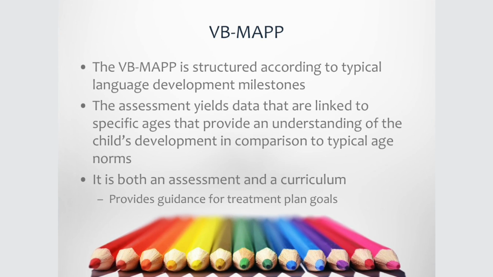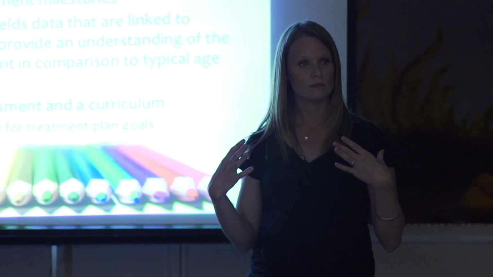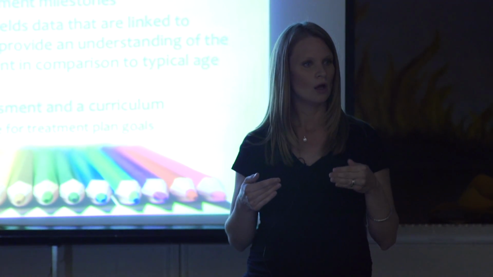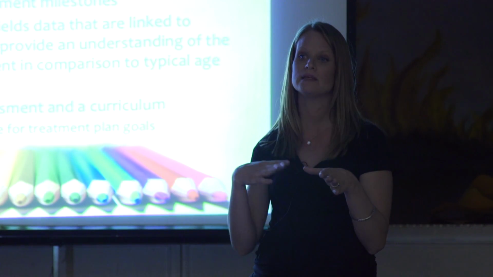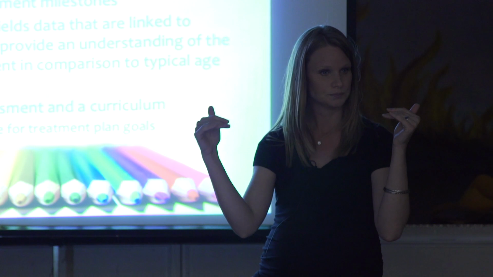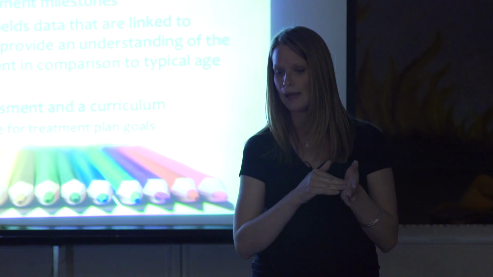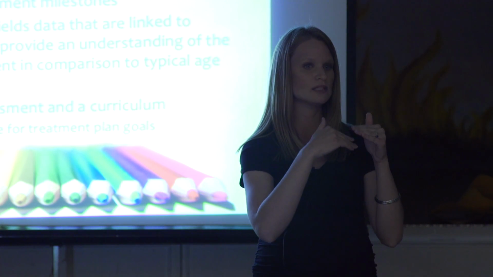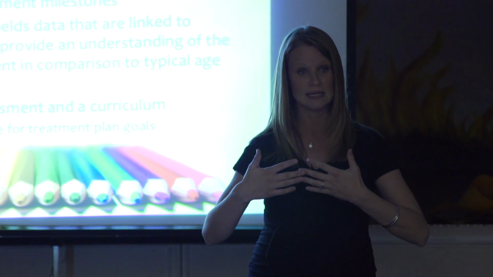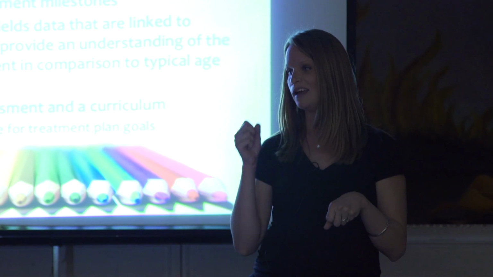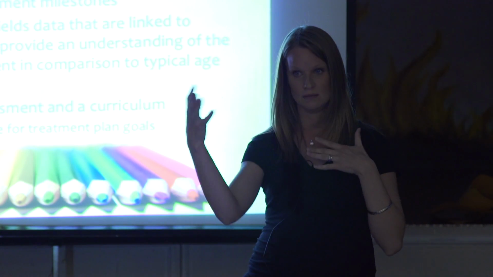So the VB-MAPP is structured according to typical language development milestones. What that means is he did a ton of research and looked at the milestones that a typically developing child would reach, and this assessment is based on that order. So when we do the assessments, we're able to see, okay, he's able to mand for 10 things, because a lot of the time when kids are first manding, they mand for mama, they mand for baba. These are things that they need. But also, a lot of the time they're able to see that.